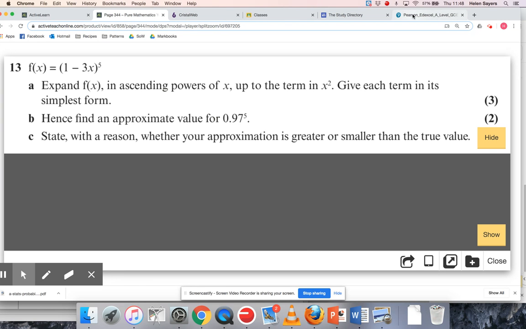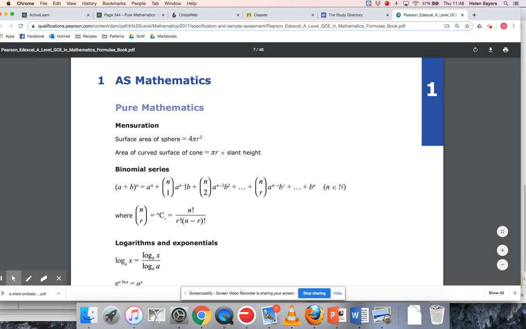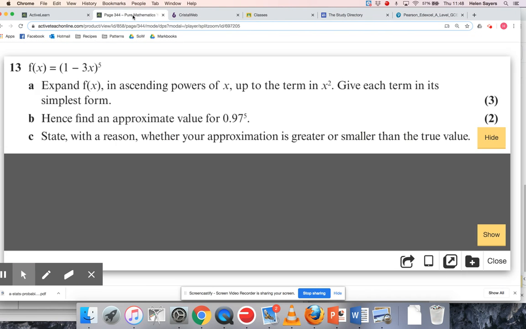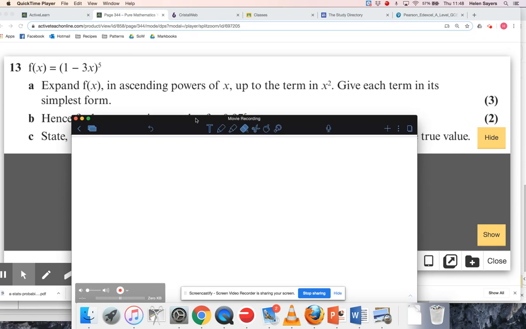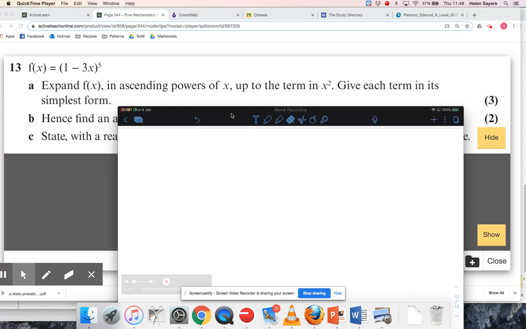So you are given the binomial expansion formula. This is the formula sheet that you're given in an exam. So it's relatively straightforward. You will still need to have practiced it a lot though, because just having the formula isn't going to sort everything out for you.